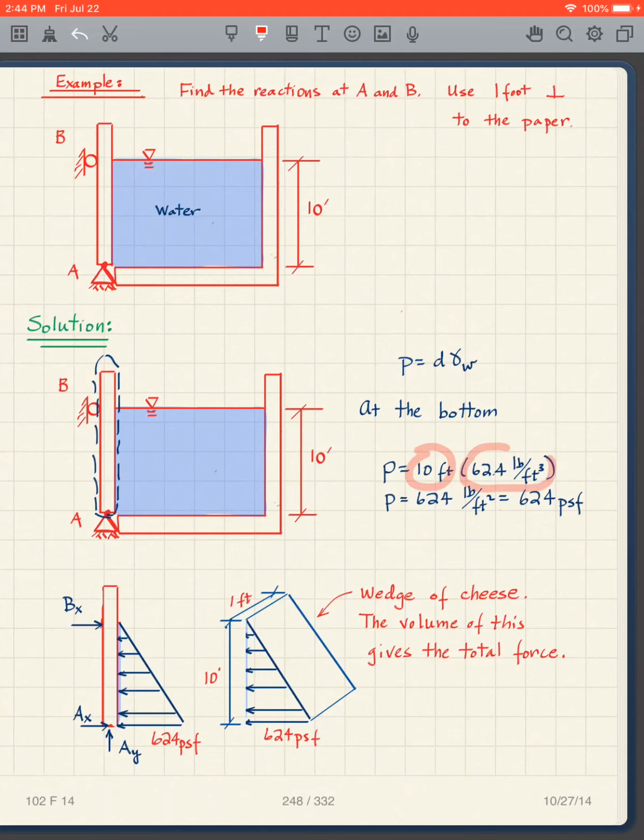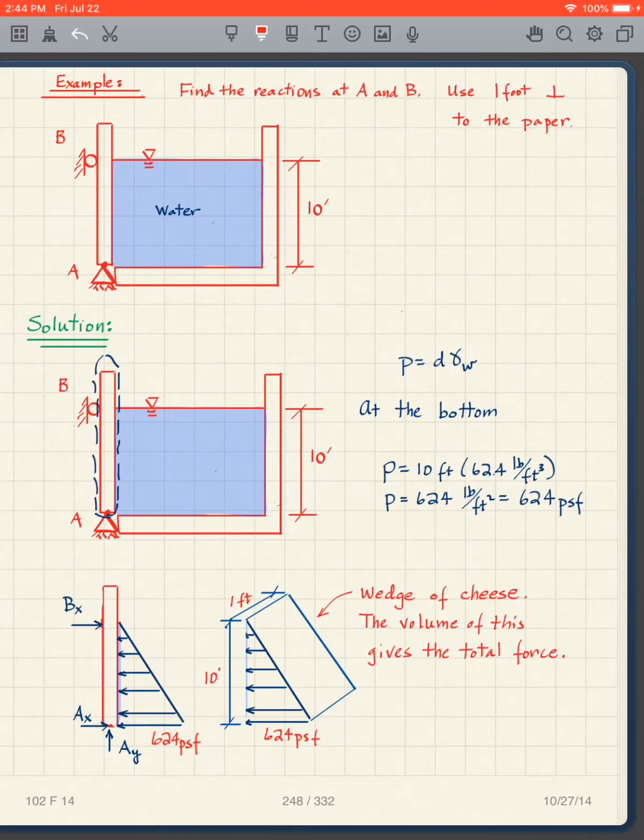The density of water is 62.4 pounds per cubic foot. And so I multiply that out, I cancel the feet in the units, and I get 624 PSF, pounds per square foot. At the surface, the depth is 0, which is going to tell me that the pressure is 0. So I know the pressure is 0 at the top. It's 624 at the bottom. So I have 0 at the top. I have 624 PSF at the bottom.